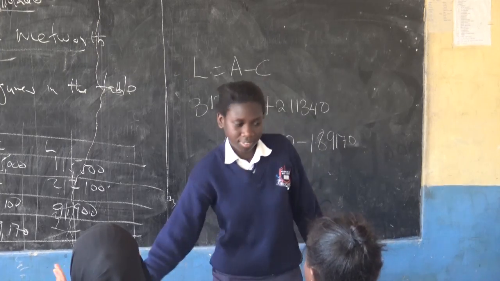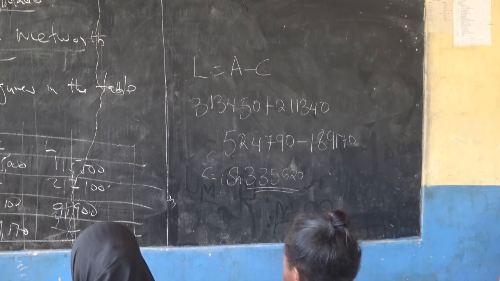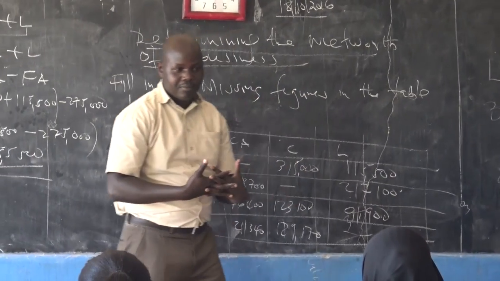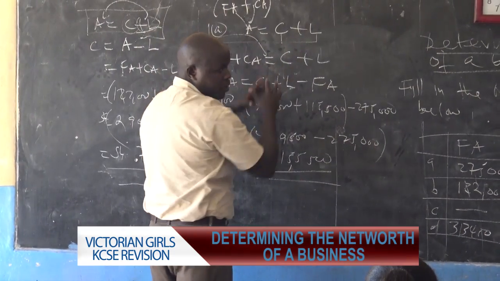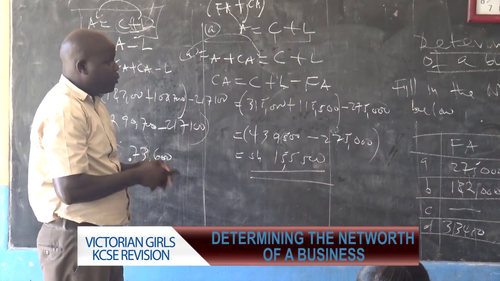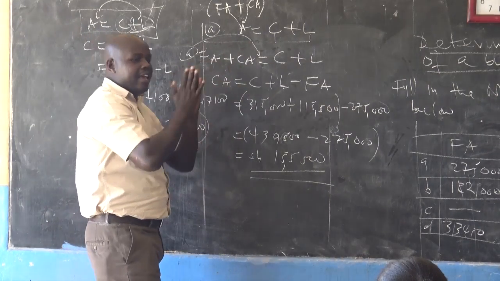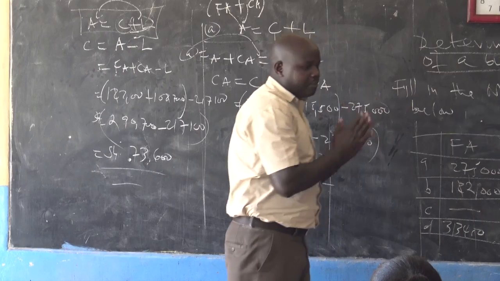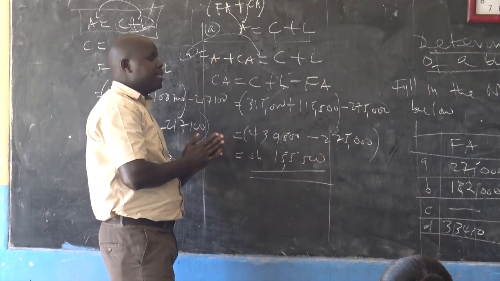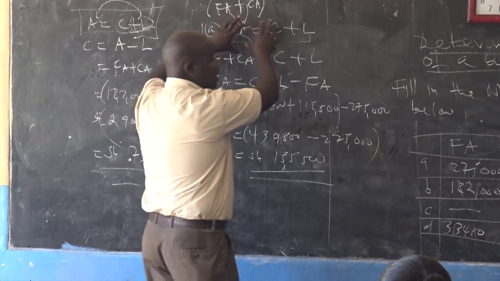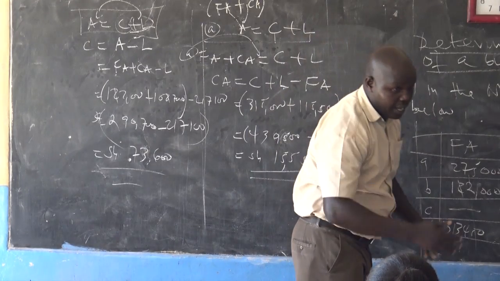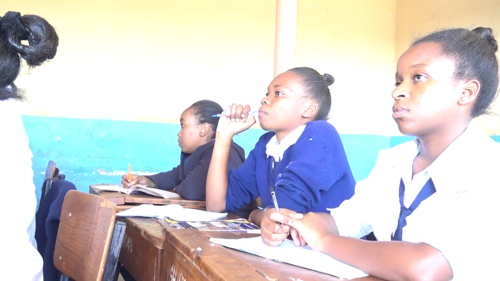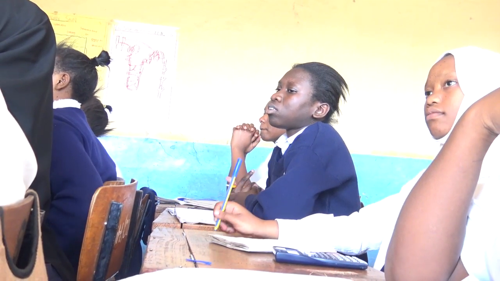So class, it is as simple as that. Here you must have this formula always at your fingertips, because with this one you can find any missing item, be it asset, be it capital, be it liabilities. You'll always maneuver with this formula and calculate it as you have done. So these are free marks. These are the questions that you must rush for. Free marks. Are you together?